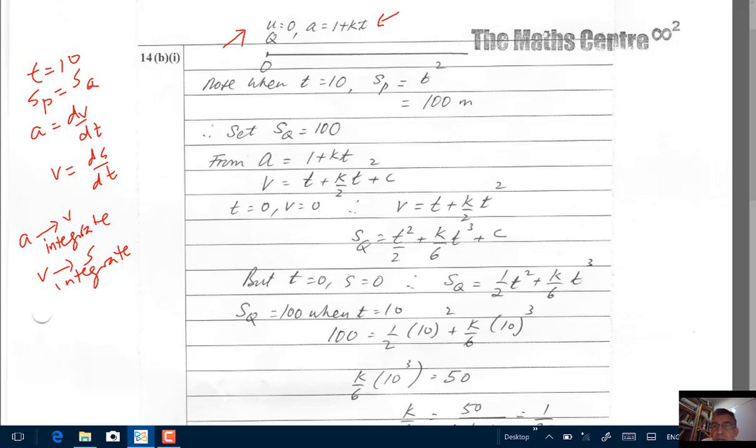We know from the earlier part, SP equals t squared. And when t equals 10, the displacement of P is 10 squared, which is 100. Easy.